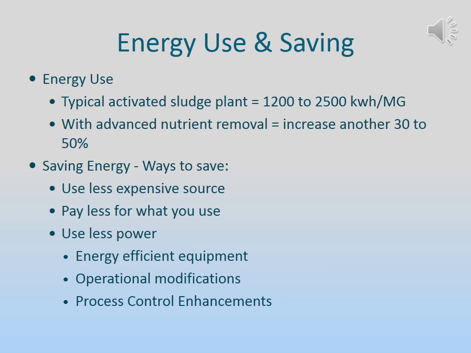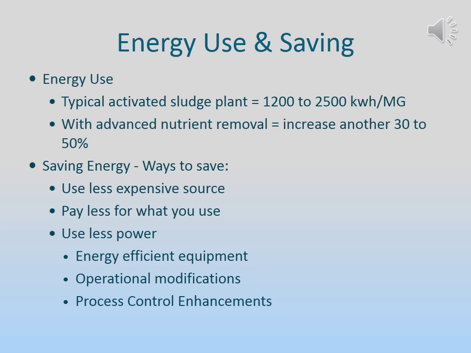Energy use and savings. A typical plant uses 1,200 to 2,500 kilowatt hour per million gallons. We want to see how our plant's energy use and savings are compared to a typical plant. It is also good to compare ourselves to what the typical standards are. Maybe we can start asking questions. Is it us, the design, or what is it?